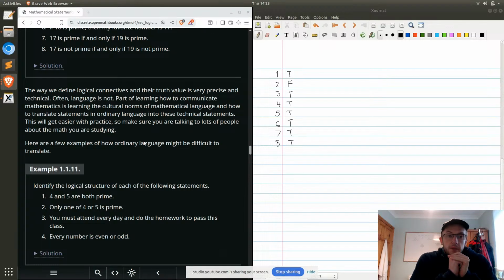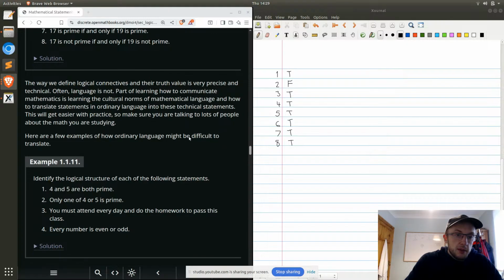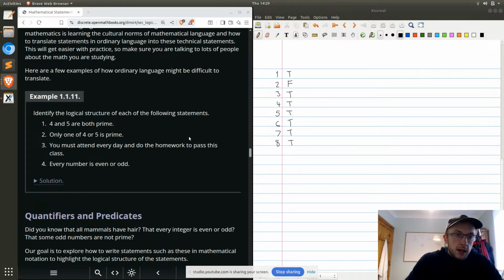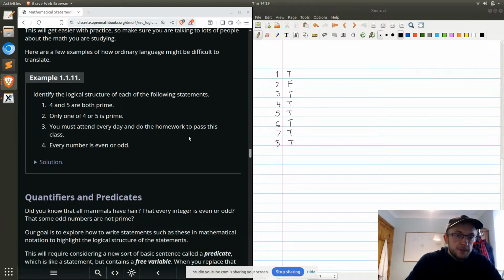The way we define logical connectives and their truth value is very precise and technical. Often, language is not. Part of learning how to communicate mathematics is learning the cultural norms of mathematical language and how to translate statements in ordinary language into these technical statements. This will get easier with practice, so make sure you are talking to lots of people about the math you are studying. Here are a few examples of how ordinary language might be difficult to translate.